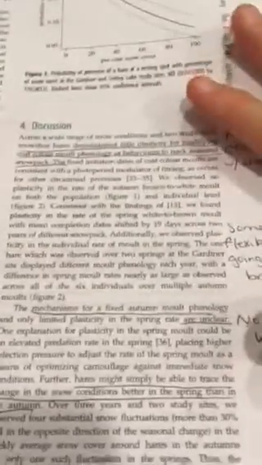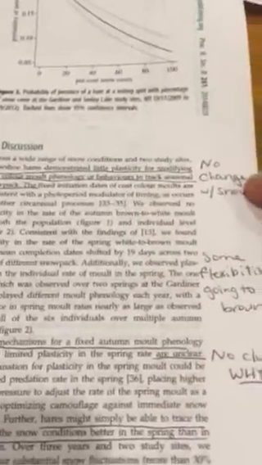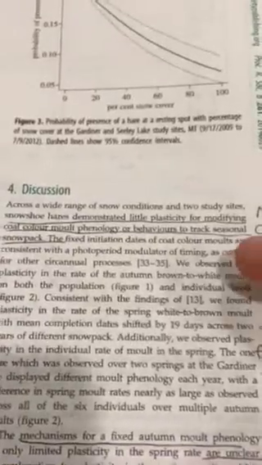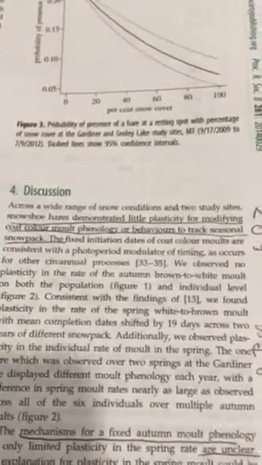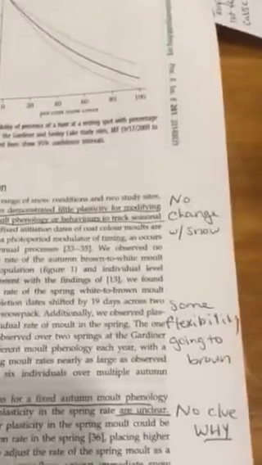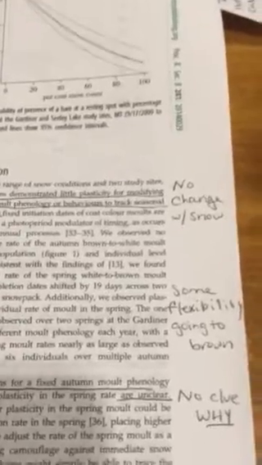But the big piece is when you get to the discussion section. This is where it's going to answer all your questions. And what I like to do as I go through the discussion section is pick out the main ideas. I tend to underline them and then write in the simplest version of what I've read in my own words. So essentially this phrase here, that the 2 studies cite snowshoe hares demonstrated little plasticity for modifying coat color, molt, phenology, or behaviors to track seasonal snowpack, which means they did not change their coat when snow arrived. So it was much simpler than the language they're using.